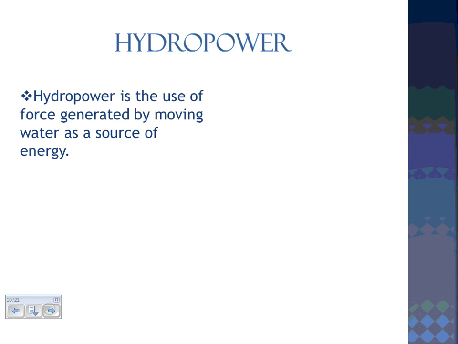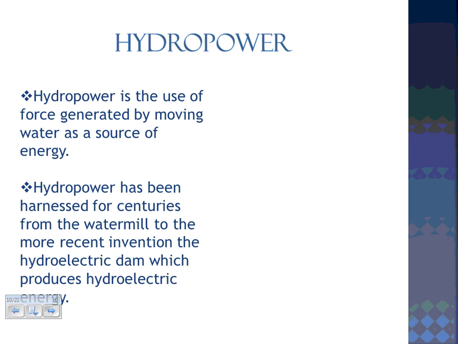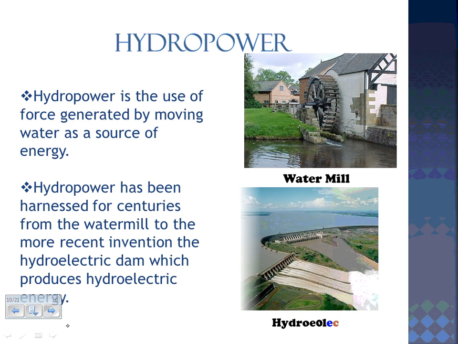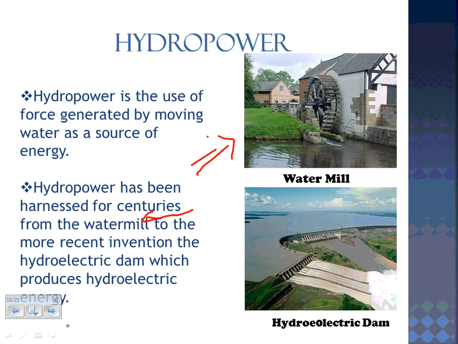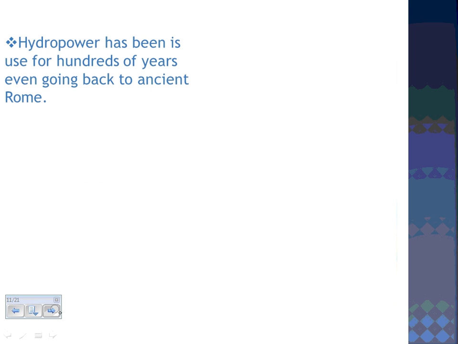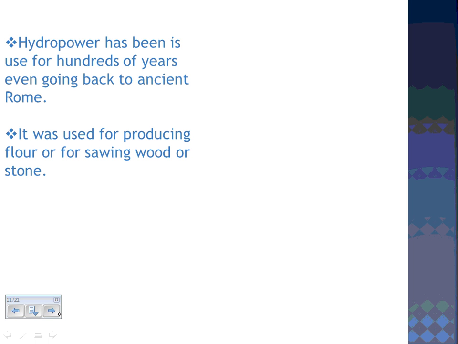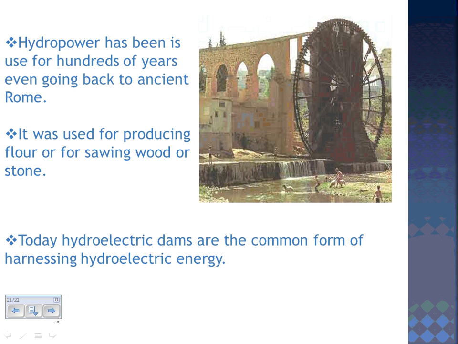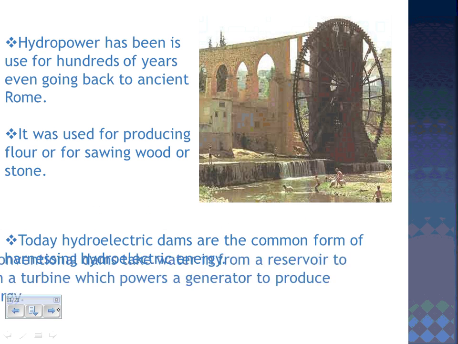Hydropower. Hydropower is the power used from harnessing the energy created by moving water. Hydropower has been used since the invention of the watermill, as seen on the right. Next, the invention of the hydroelectric dam allows us to convert this into electrical energy, which is usable. Hydropower goes back as far as Rome, where it was used for producing flour or sawing wood or stone. Hydroelectric dams today are the main source of harnessing hydroelectric energy.